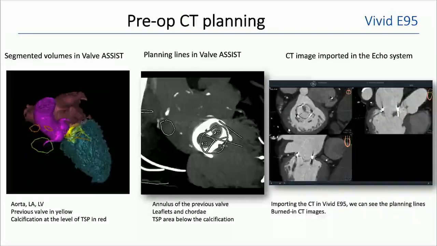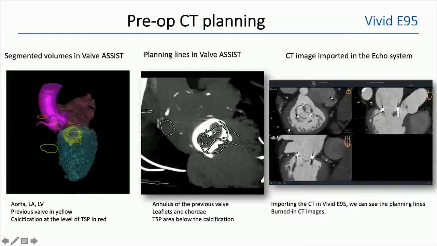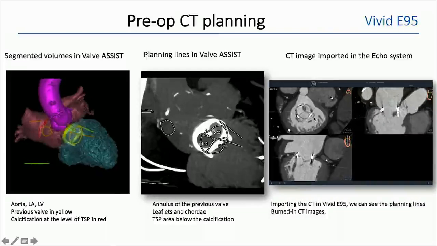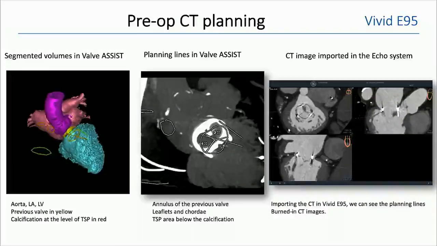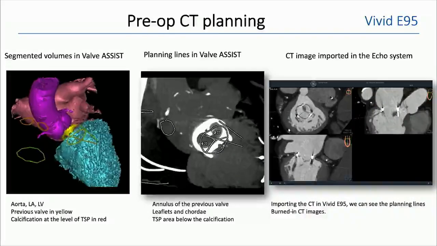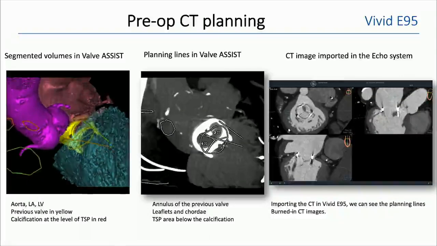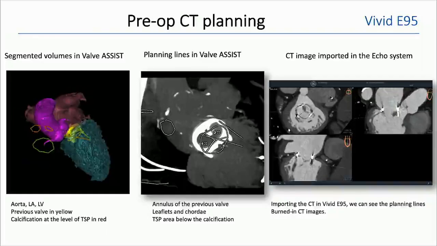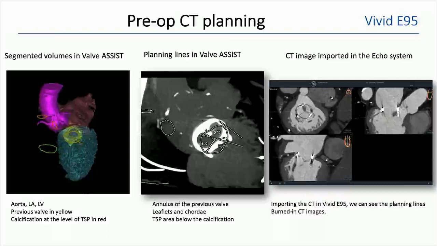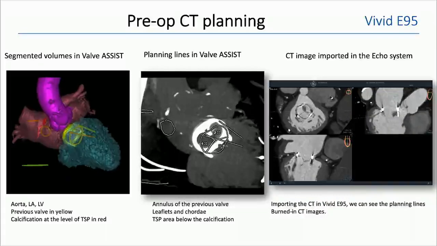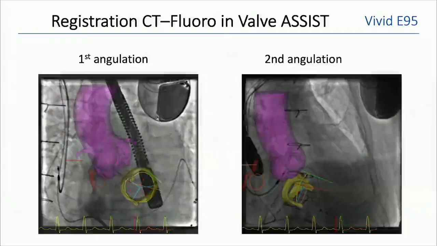Now, once the valve assist platform had been used and we'd done our planning lines, the next step was to import this planning onto our E95 GE Vivid echo system, so we would have the echo and CT available alongside one another on the one platform, and these images could be fused together. This would then enable us to have real-time CT fluoro fusion and also real-time echo CT fusion, which could be displayed for our interventional cardiologists to provide the maximal information.